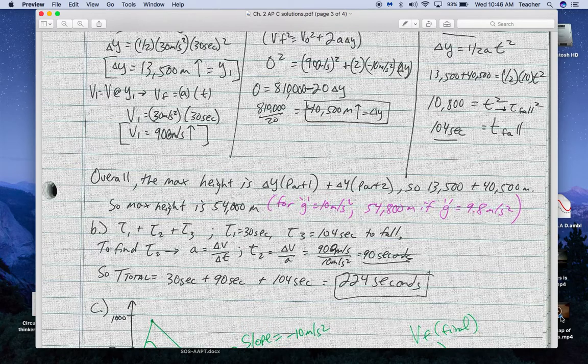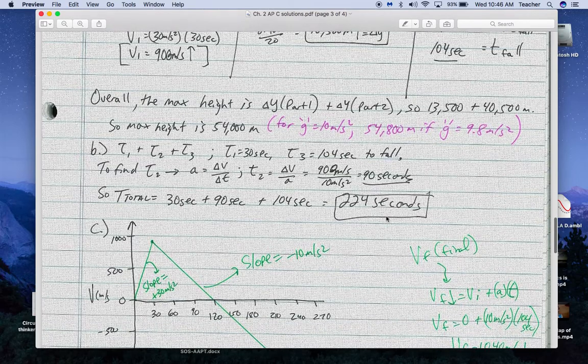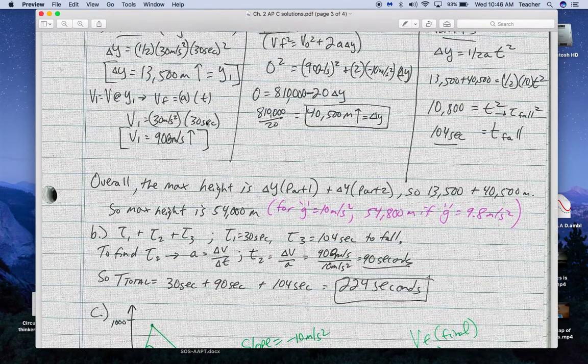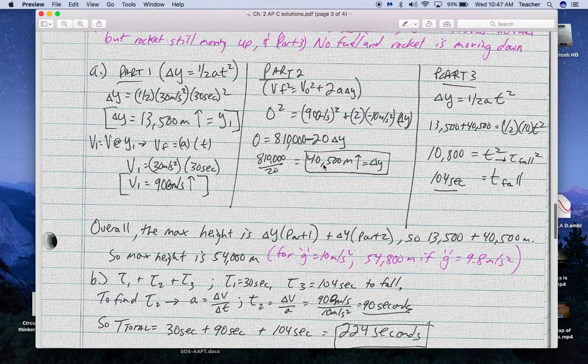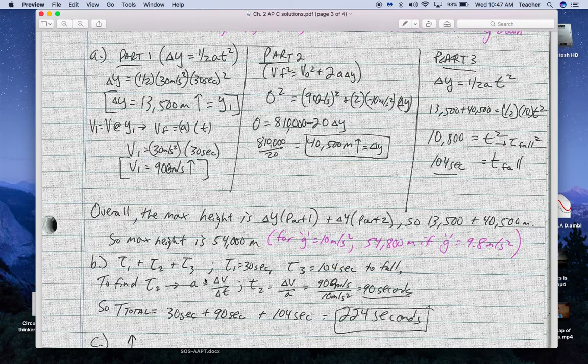Anyhow, if I use 9.8 for g, I'd get 54,800 meters, by the way. So it doesn't matter. Again, the logic's still the same. The numbers are just a little different. For part B, it's asking the total time. Well, this thing is accelerating upwards for 30 seconds, so that's easy. Here, I can go back and figure out the time during the second region: the change in velocity divided by time interval is acceleration, so I can rearrange that, and it's 90 seconds.